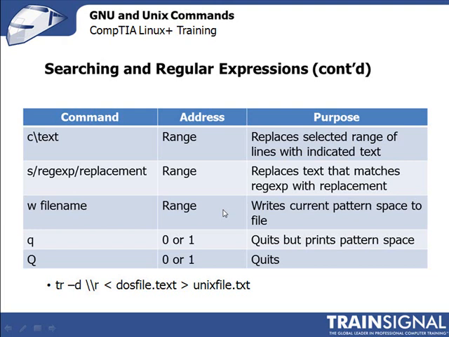Lowercase q will quit the script but print the current pattern space, and uppercase Q quits immediately without writing. Another useful command is tr, which is used to convert from DOS to Unix. The syntax is tr -d '\r' < the name of the DOS file > the name of the Unix file.